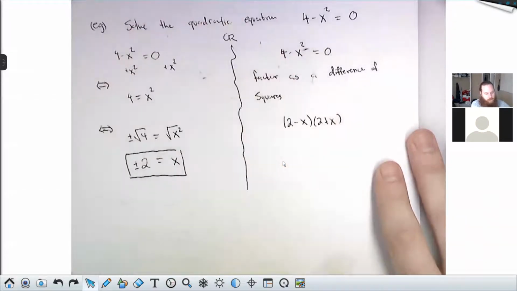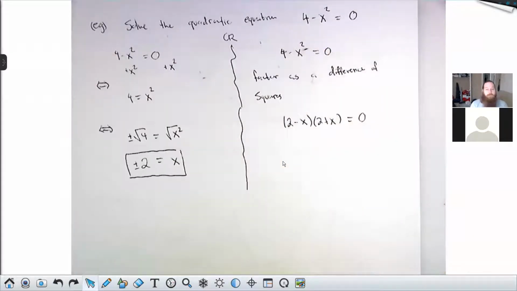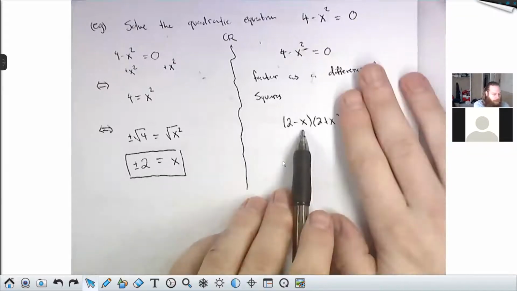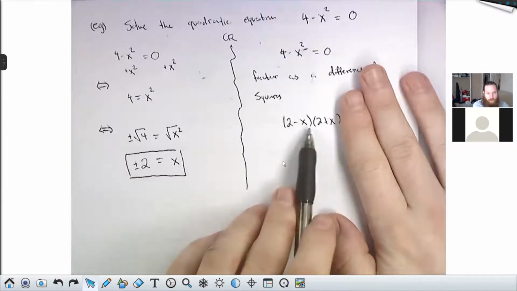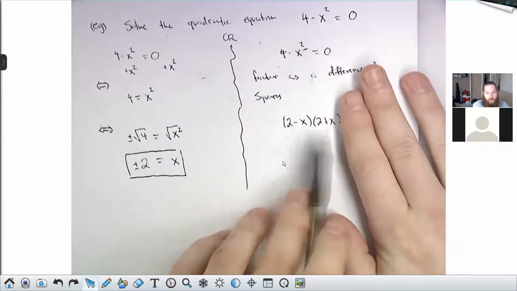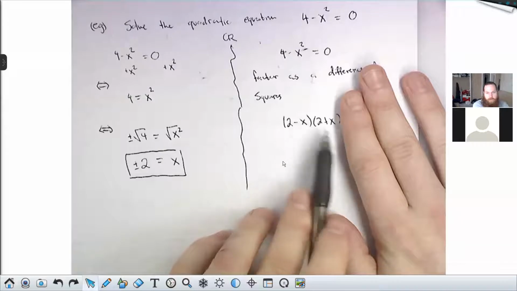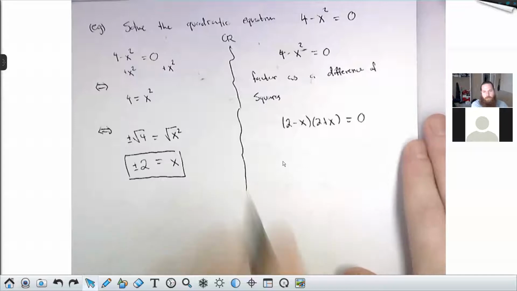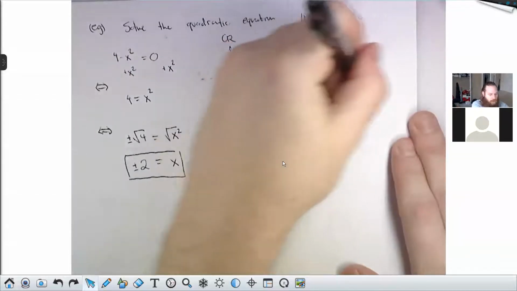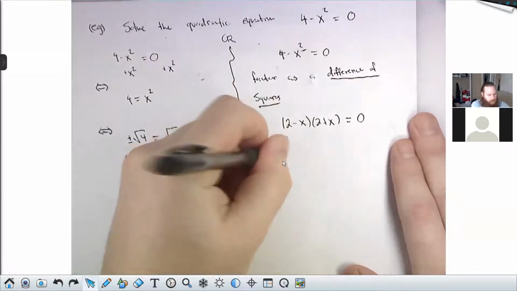So 4 minus x squared equals 0 is the same as saying all of that is equal to 0. You can check that if you distribute this back out, if you FOIL everything, 2 times 2, that's 4. Then you'd have plus 2x from your outers, minus 2x from your inners, and then minus x squared from your lasts. So this really does factor like that. This is called the difference of squares. And then you can set each of those factors equal to 0 on its own.